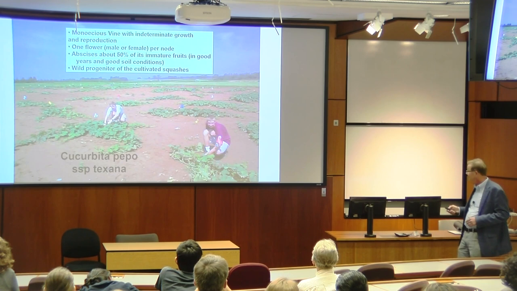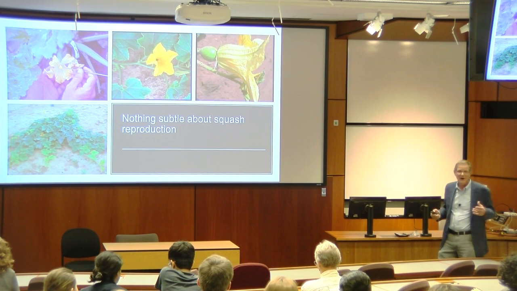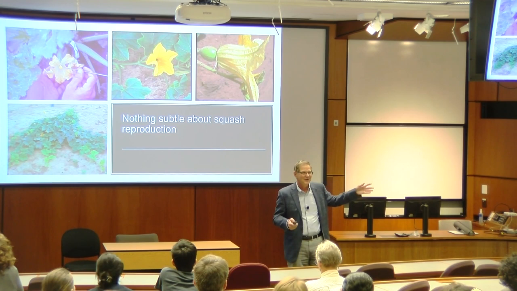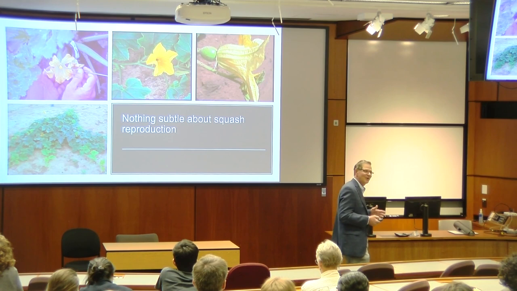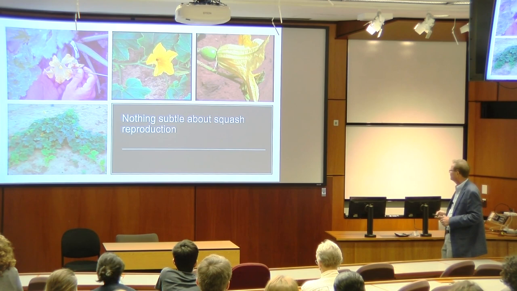But the advantage to it is that you have separate male and female flowers, and there's nothing subtle about reproduction in the squash. It has pollen grains the size of basketballs. It has a big stigmatic surface. Things of that sort. You don't have to do emasculations if you want to make sure you're not accidentally pollinating your flower. You can put cheesecloth bags over these and they don't break off very easily. So anyway, I started working with squash. And you can see things got out of control in the lab.